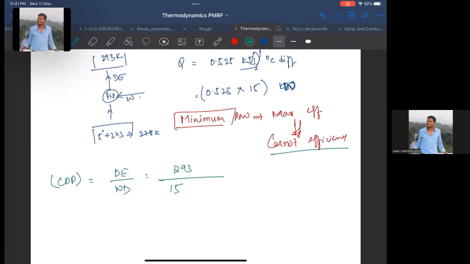And then, okay, so now the question is to maintain the temperature at 20 degrees centigrade. You have to add this much of heat because this much of heat is being transferred. So that will be equivalent to your desired effect. So that is 0.525 into 15 by WD. So here you get WD.